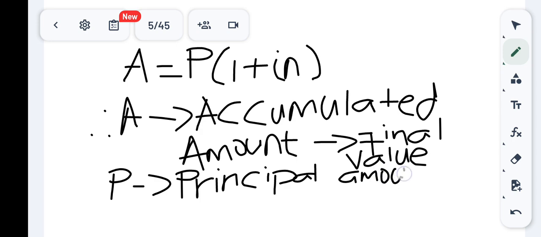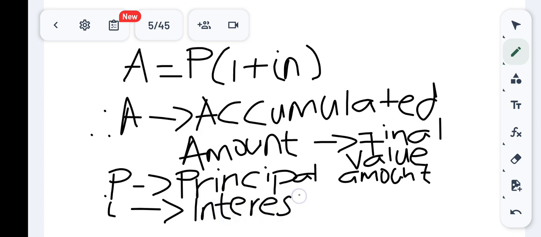Then we have i. i is the interest rate. Interest rate is the same as interest. We just said interest is the extra amount of money, but the difference is that interest rate is the percentage. So this is the interest rate. And when you put your interest rate in your formula, you will put it as a decimal.